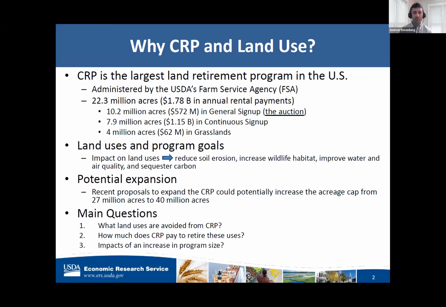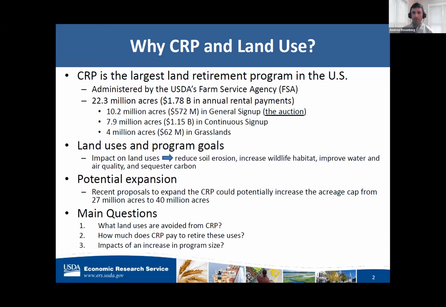So there's continuous sign-up, which is not an auction, which is available on a continuous basis, as the name suggests. And actually, even though it's less acreage overall, it comprises a bigger part of the budget for CRP. And then finally, there's grassland CRP, which is a pretty big amount of acreage, but not so much in terms of overall rental payments.